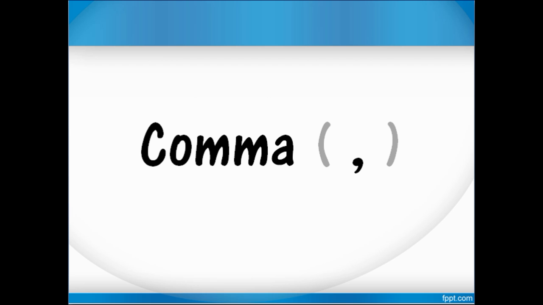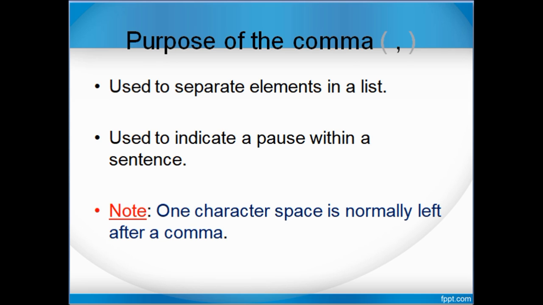So let's look at the comma. As you can see, that is the sign or symbol for a comma. The purpose of a comma: we use the comma to separate elements in a list. We use it to indicate a pause within a sentence. One character space is normally left after a comma. So when we are typing and after we have placed our comma, we leave a space before we start to type. We do not join the word up with the comma.